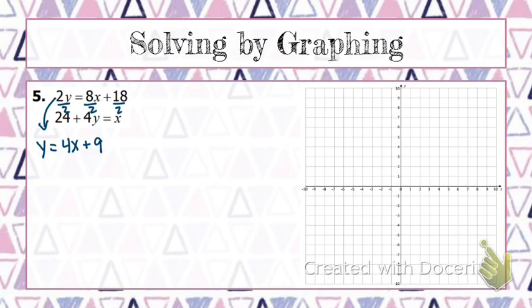So we go to positive 9 on the y-axis, and then our slope is 4. And remember, anytime you have a whole number as a slope, you can just put it over 1. So we're going to rise 4, run 1. Well, if we rise 4, that goes off our graph. So we can also switch both signs, which gives us negative 4 over negative 1. And that means we will rise negative 4 and run negative 1.